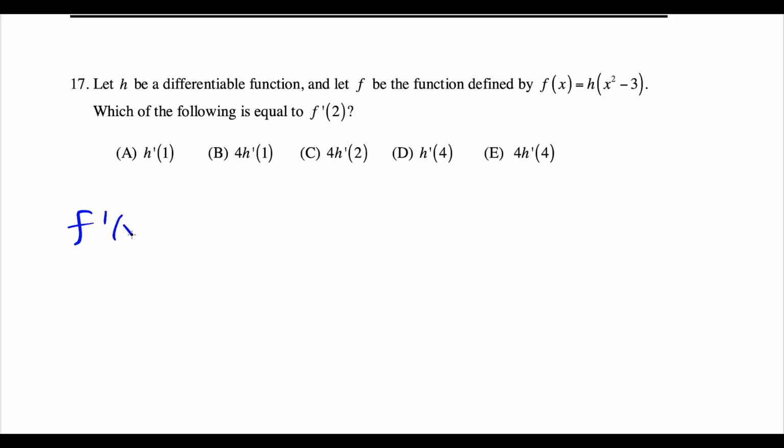So you're taking the derivative f prime of x, and you're going to do the derivative of the outside function h, which is h prime. Keep the inside to be x squared minus 3. Then you're going to multiply by the derivative of the inside, which is 2x. Now just plug in 2.